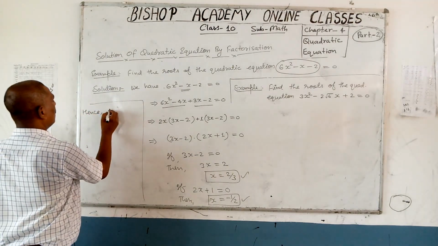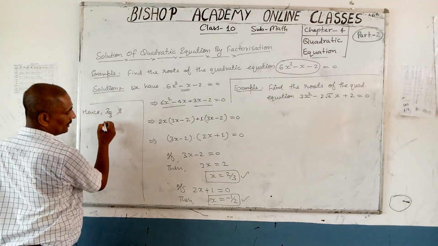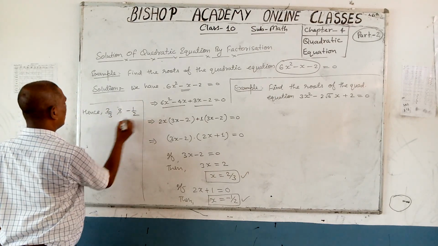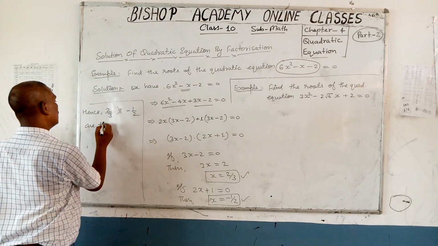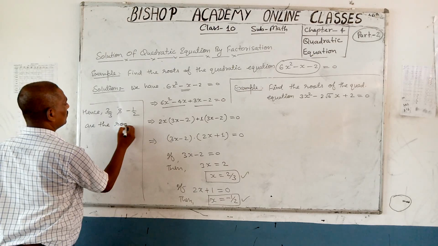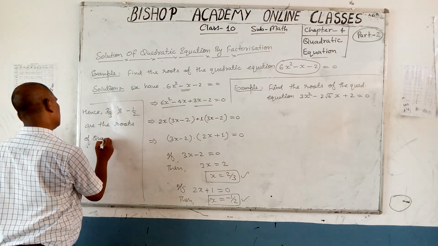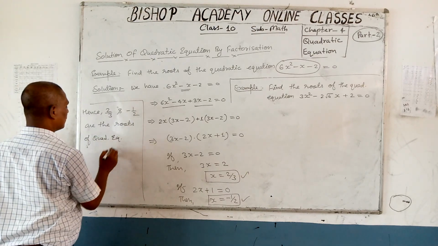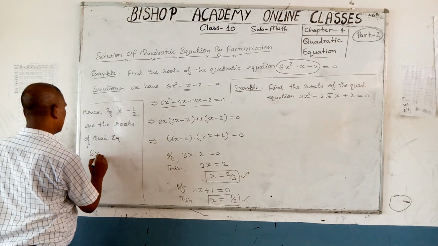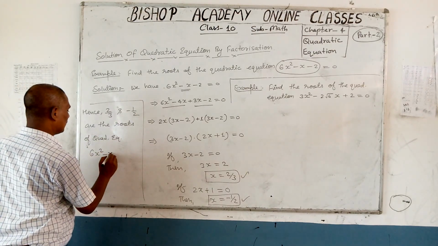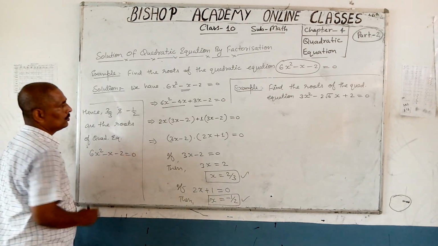2 upon 3 and minus 1 upon 2 are the roots of the quadratic equation 6x square minus x minus 2 is equal to 0.